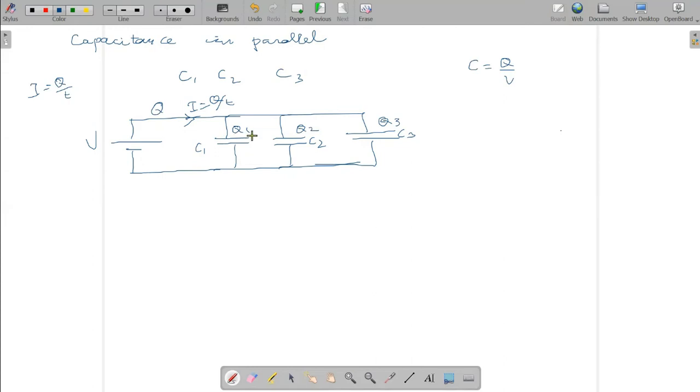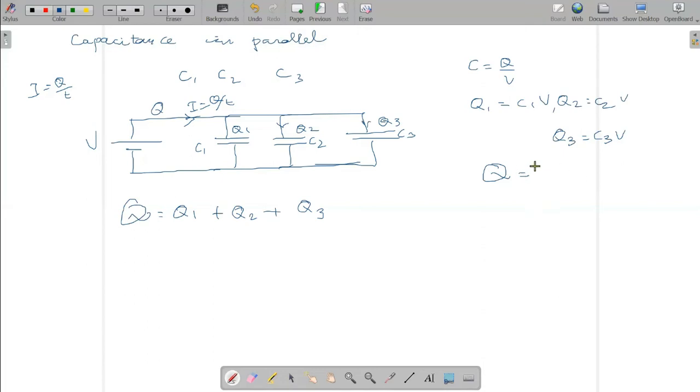So Q1 is the charge passing through the first capacitor, given by C1V. Q2, with the capacitance of the second capacitor, is C2V. And Q3 is the charge passing through the third capacitor, C3V. So Q is the combined, total charge, and Q equals Q1 plus Q2 plus Q3. It's clear, no? The total charge splits into Q1, Q2, Q3.